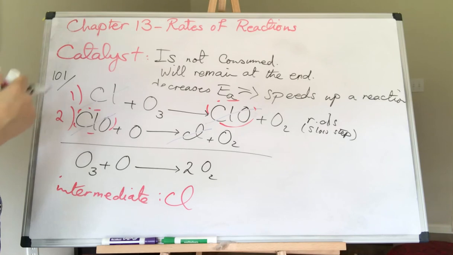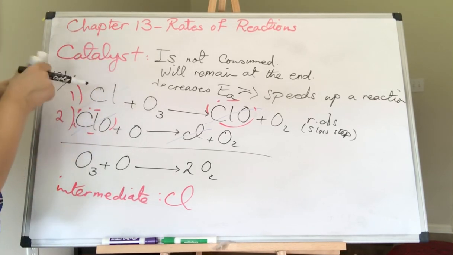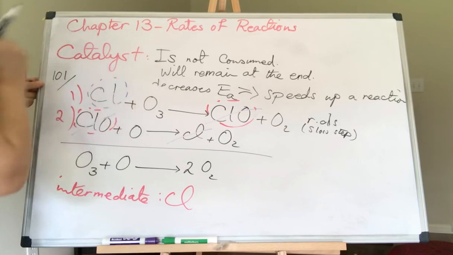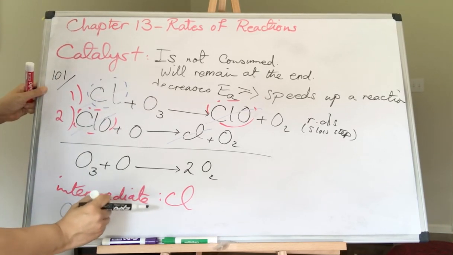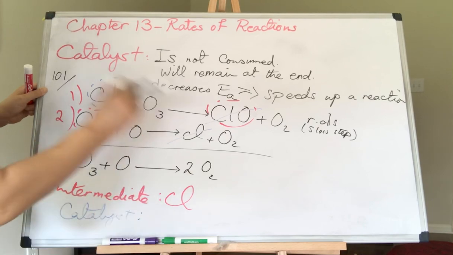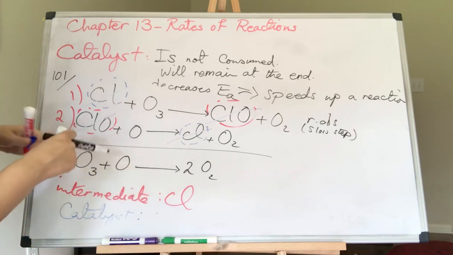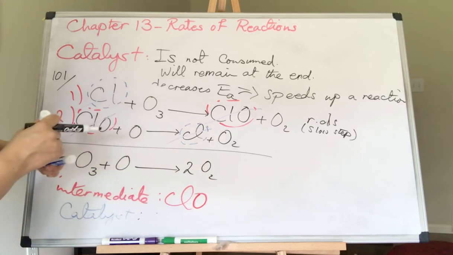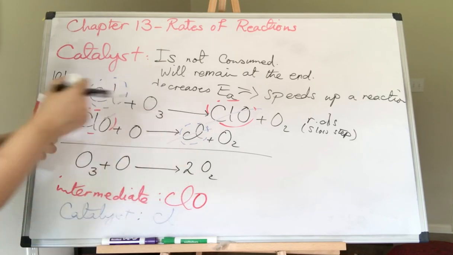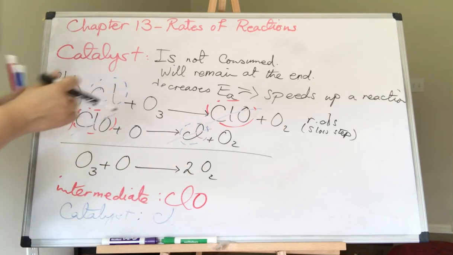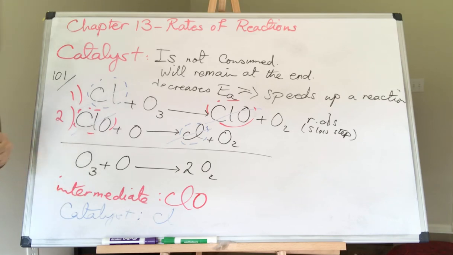And also, do you see any catalyst here? Yes, it looks like Cl has been used in the first equation, but has been produced at the end again. So you will see, sorry, I forgot O here. So catalyst is going to be Cl. So the catalyst and intermediate are the opposite of each other.